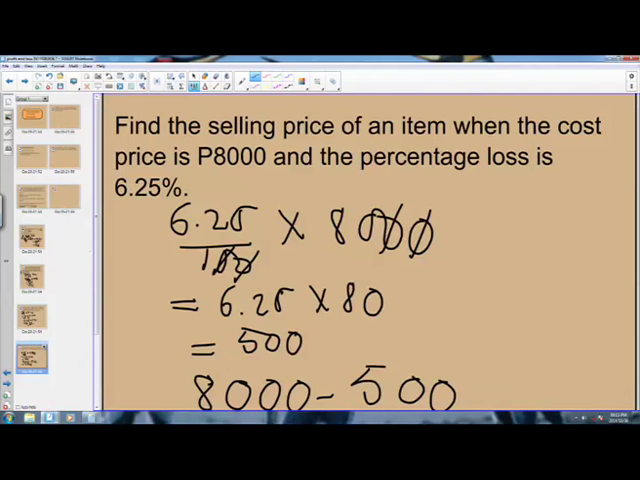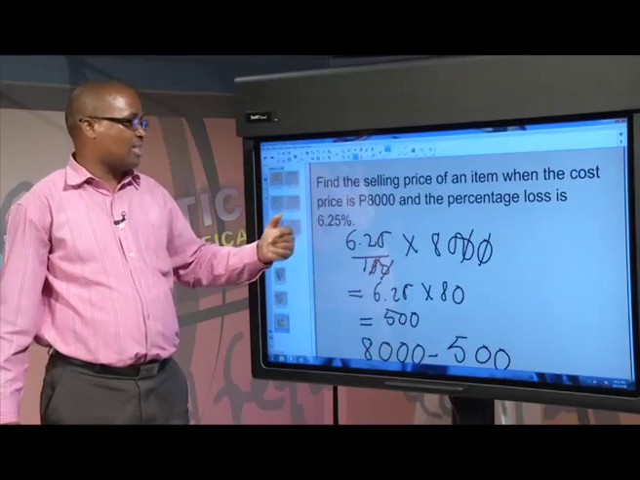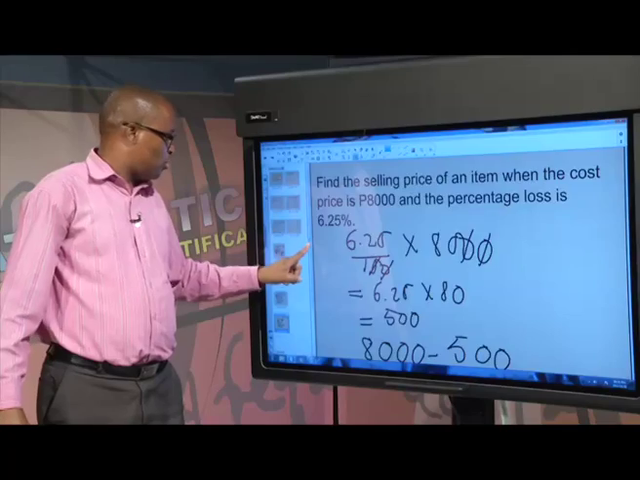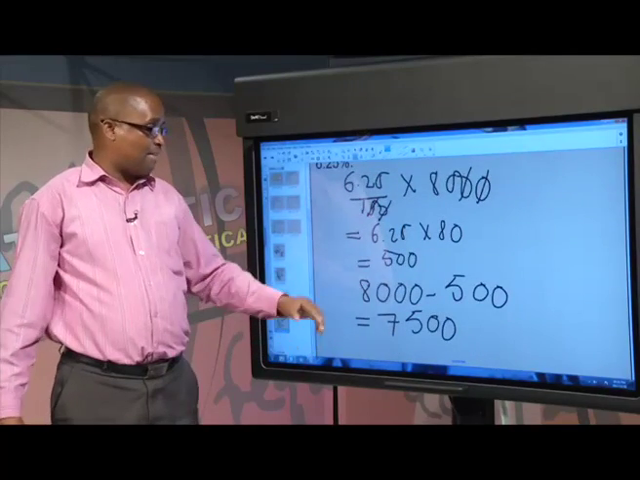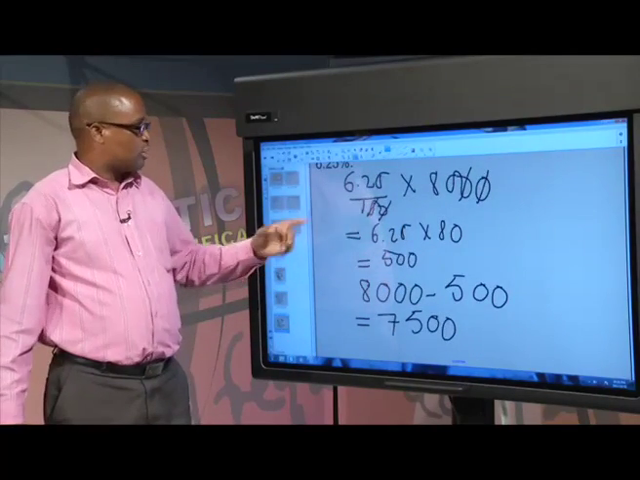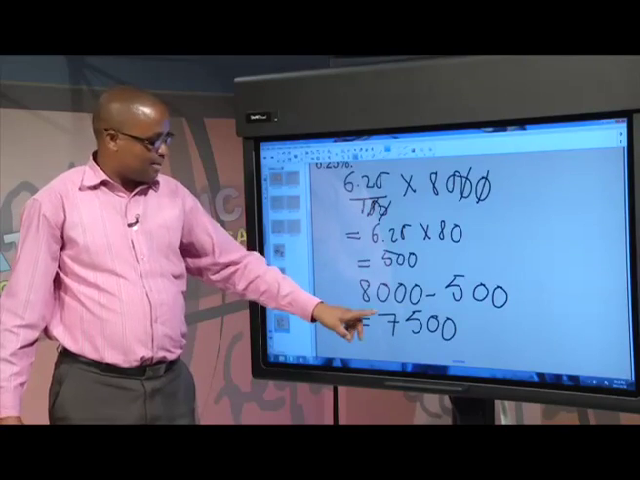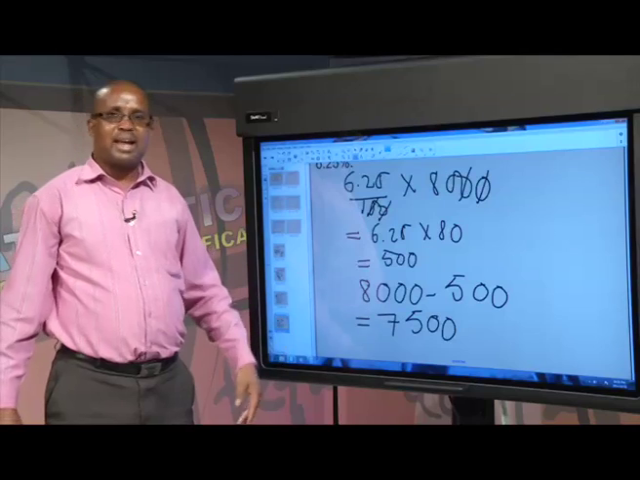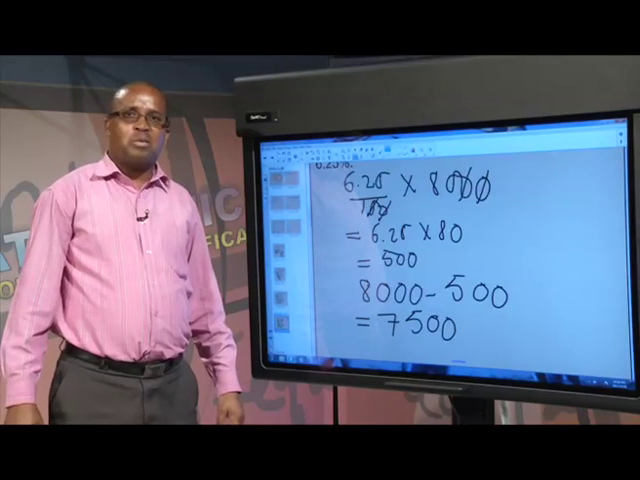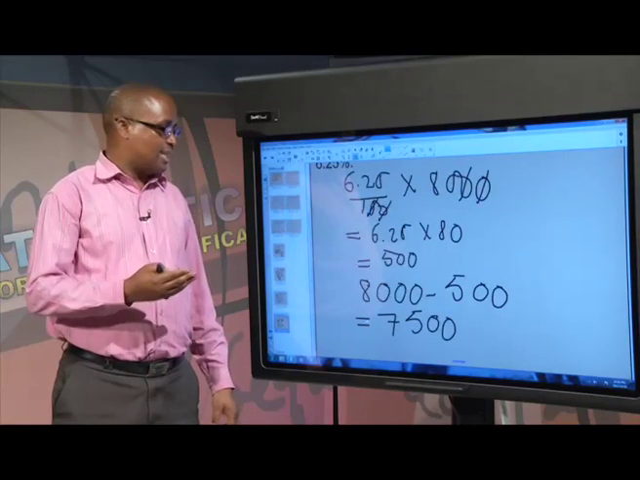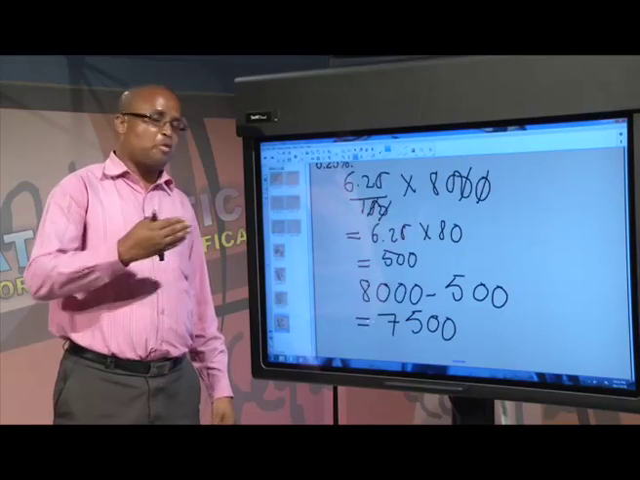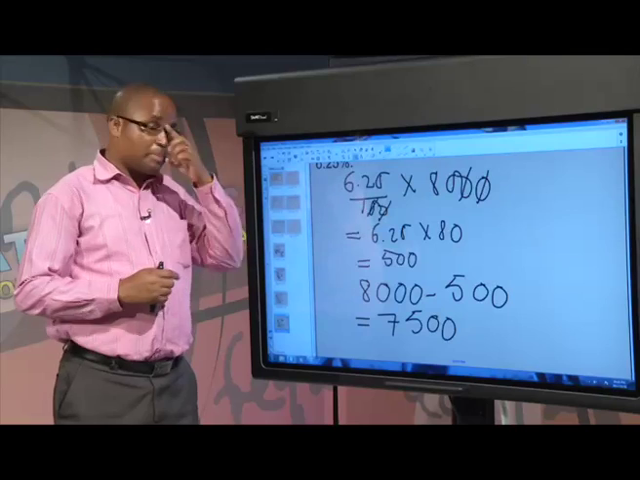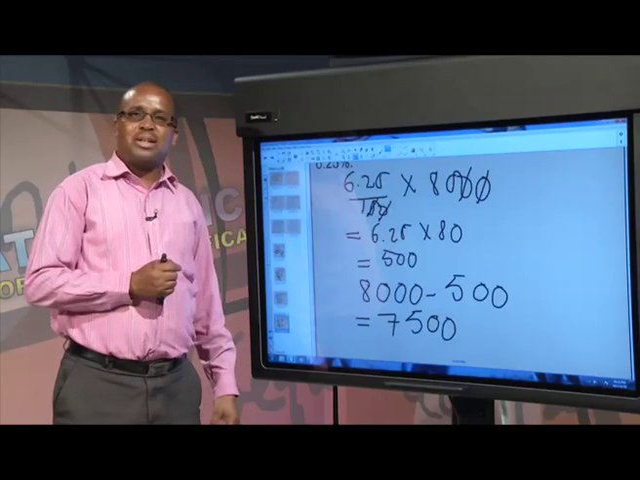Find the selling price of an item when the cost price is 8,000 and the percentage loss is 6.25. So the selling price of that item after making a loss of 6.25% will be 7,500. Now, remember, dealing with profit and loss: profit, it's adding. Loss, subtracting.